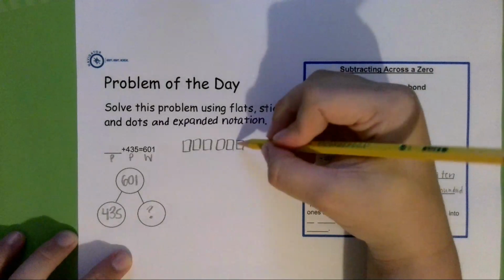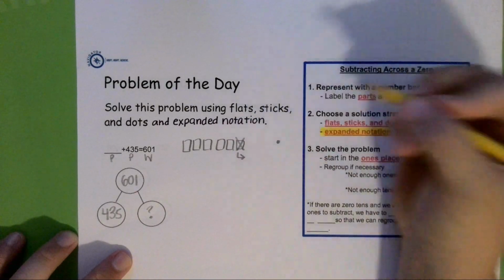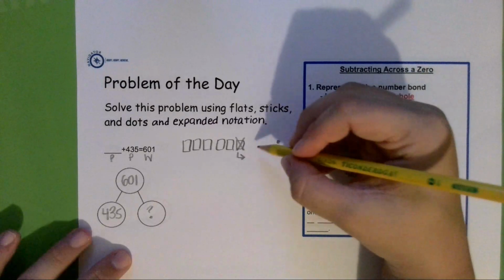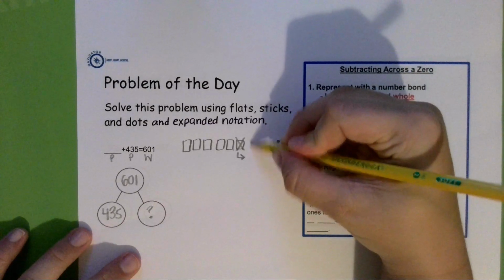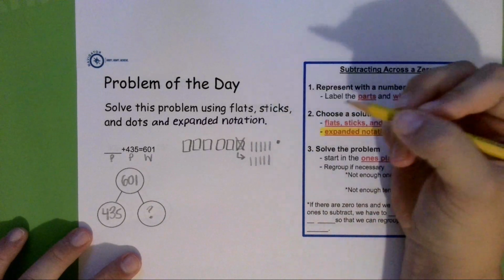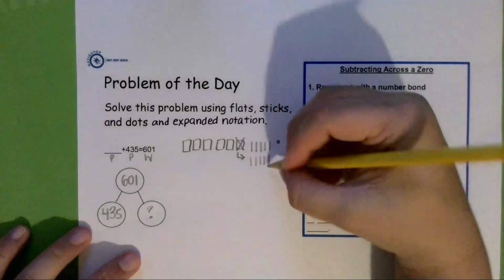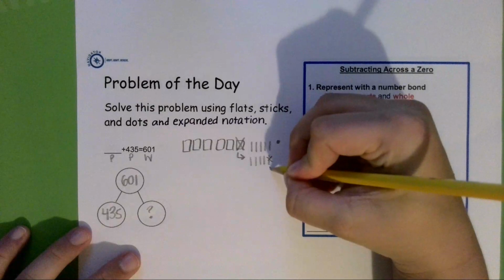Let's do it. First, I'll cross off the flat, or the 100. I'll draw my arrow to the tens place, and draw 10 tens. Count 10 with me. 1, 2, 3, 4, 5, 6, 7, 8, 9, 10. But we still don't have enough ones to subtract. So what do we need to do, and how can we show it? Say it out loud. Right, we need to regroup one of those 10s into 10 ones.